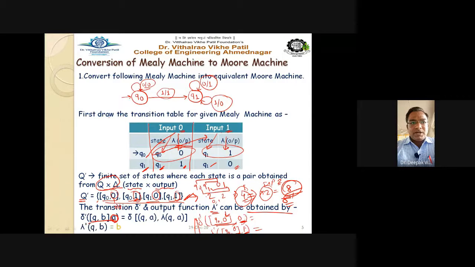And finally, the lambda dash is nothing but the output function. We have to write it down with this Q, that is Q comma B equal to B. So Q0 comma 0, that is equal to, this B as it is we are writing here, so that is equal to 0, lambda dash. Getting this one, so 0. So the value for Q0 is nothing but 0 here. In this way, these are the steps we have to find out. So let us go to the next step here.